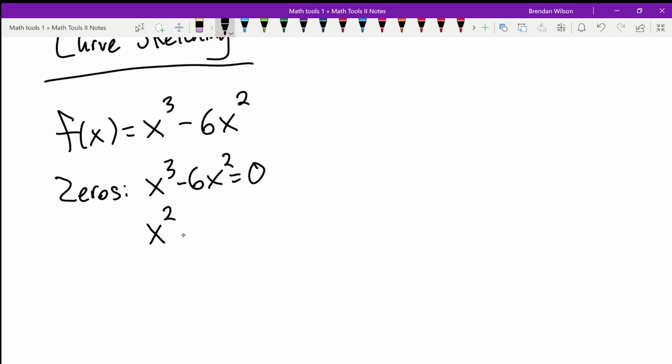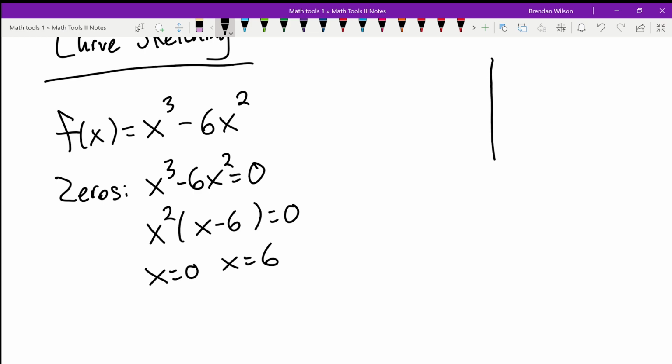So here you would pull an x squared out. You have x minus 6 equals 0. So x equals 0 and x equals 6 would be your zeros. So I'm going to make this graph here. Don't know exactly how big we're going to need it to be because we don't know where our inflection points or critical points are yet, but we know our zeros now. We have one at 6 and one at 0.